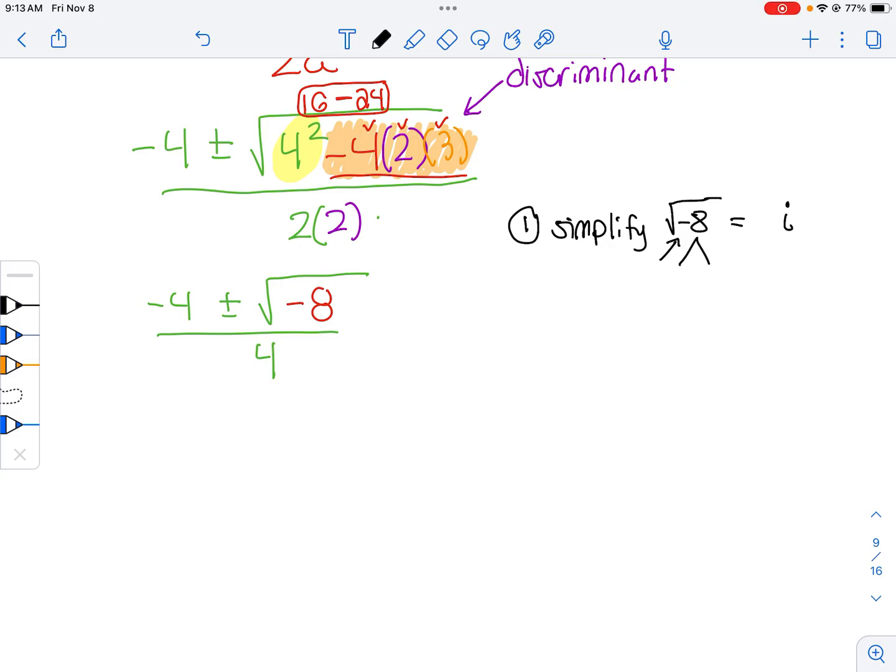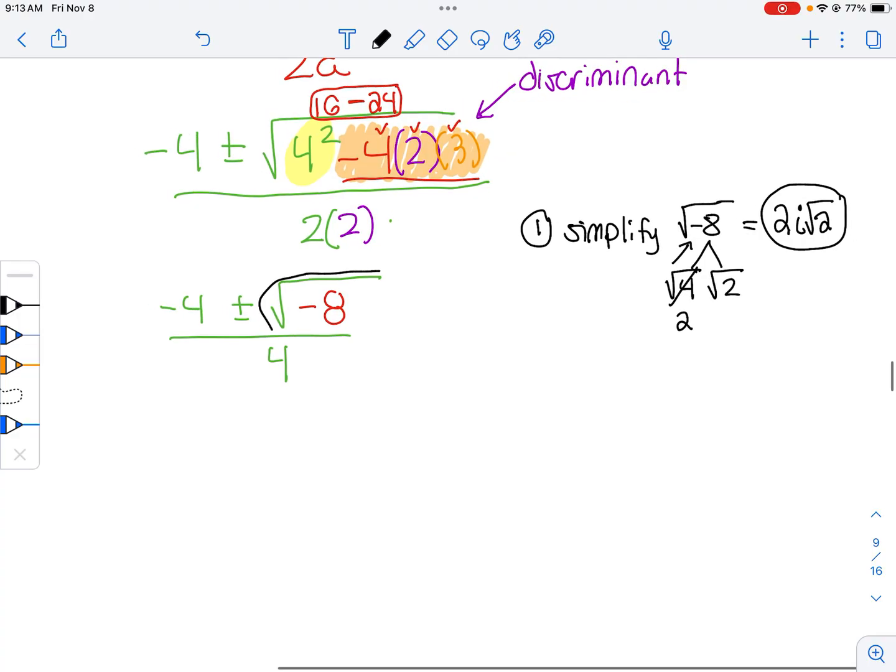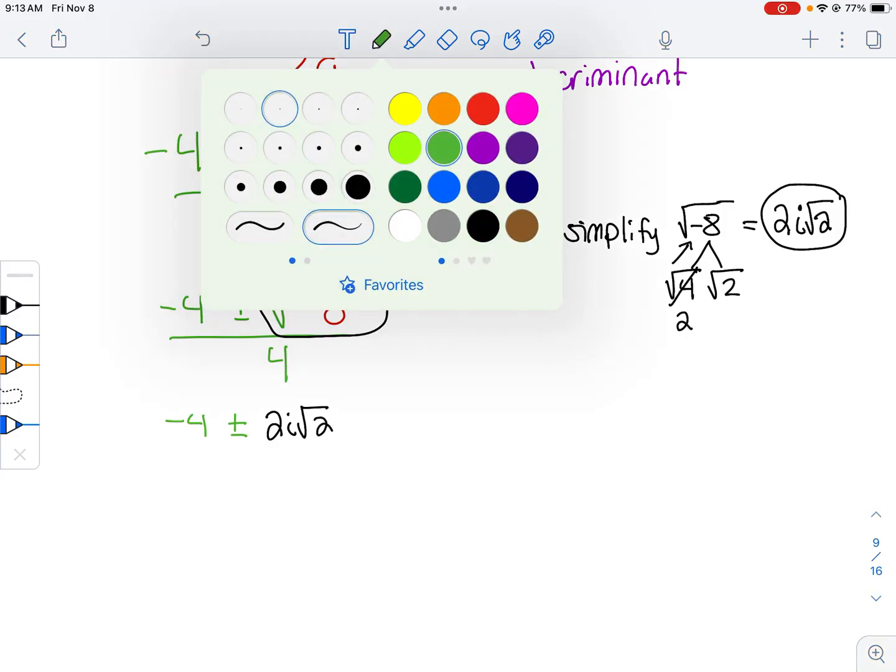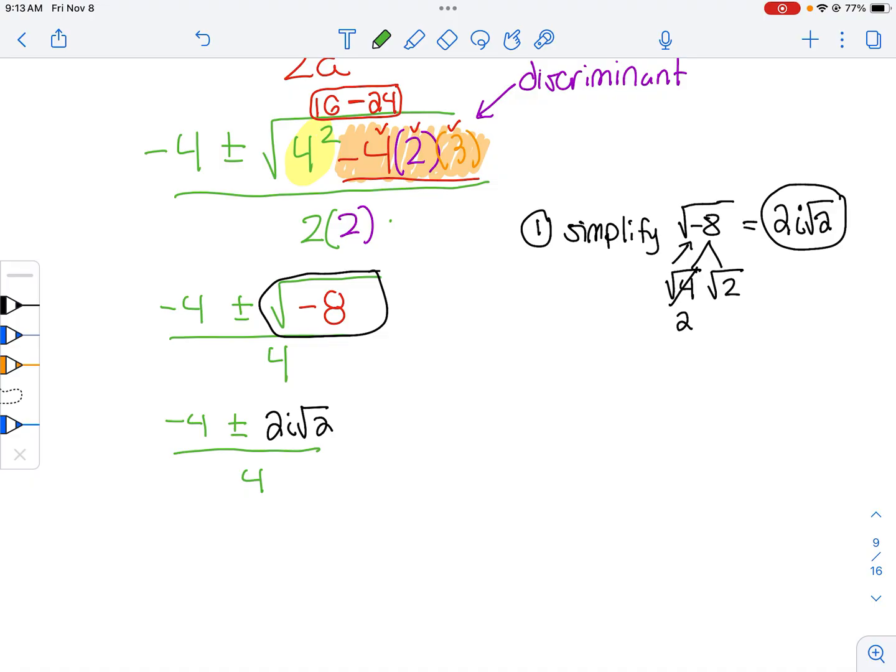When I break down the 8, I'm going to break that down into square root 4 times square root 2. Square root 4 is the perfect square. That becomes the whole number 2. So I'm left with 2i square root 2. Now I'm going to take this and put it right back over here in place of that. So my new problem now says negative 4 plus or minus 2i root 2 in place of that square root of negative 8, and I'm going to divide by 4.